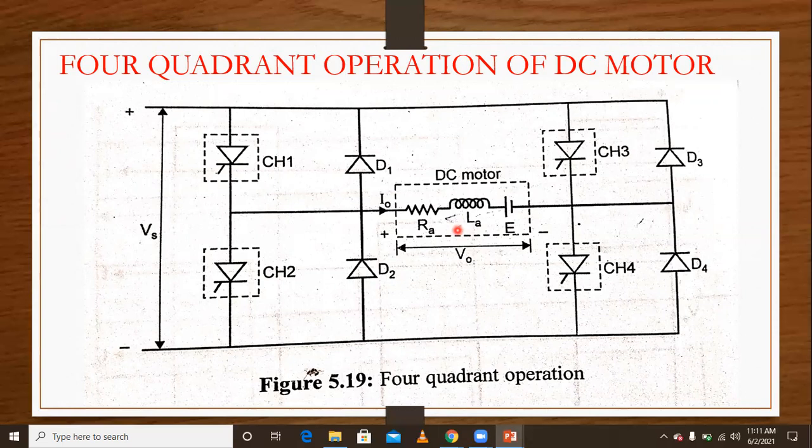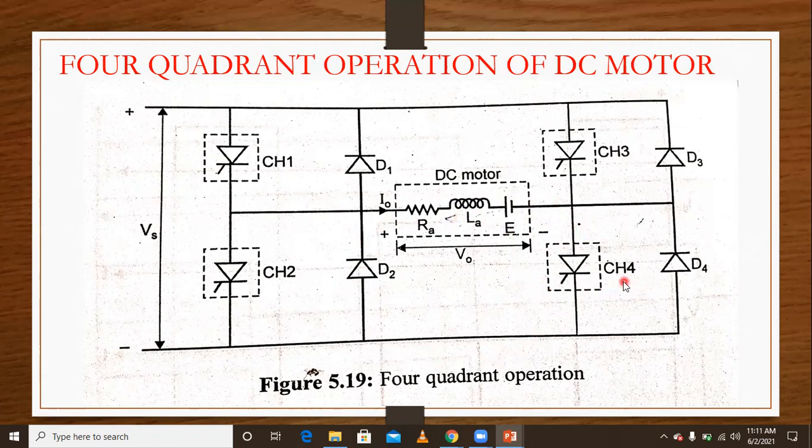Okay, for this operation in the fourth quadrant, CH4 is on. With CH4 on, the positive current flows through CH4 and diode D2, and then L and E. So like this, the positive current freewheels like this.